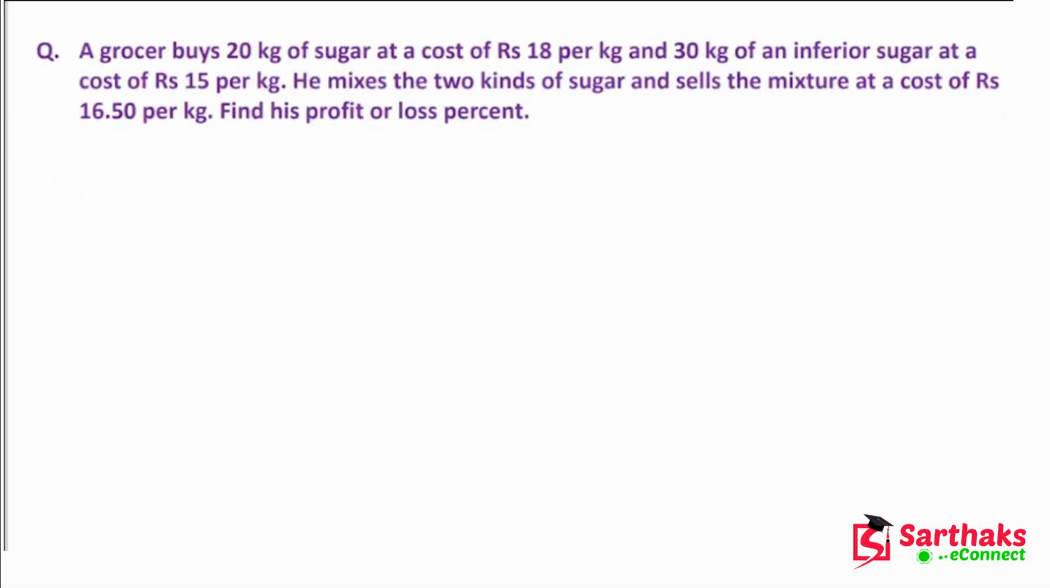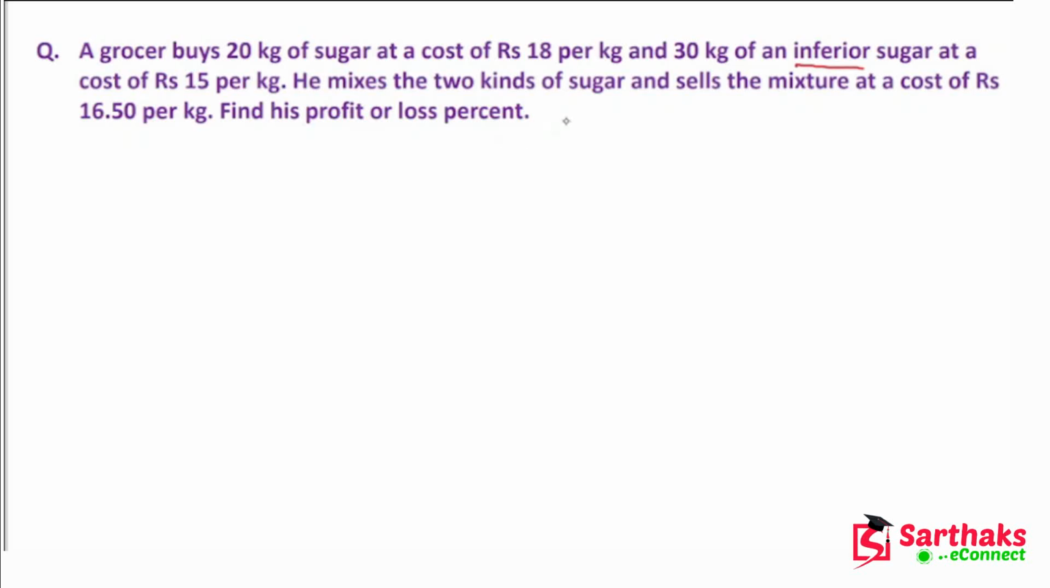Now let us talk about the question. A grocer buys 20 kg of sugar at a cost of rupees 18 per kg and 30 kg of an inferior sugar at a cost of rupees 15 per kg. What do we mean by inferior? That is, it is poor in quality. He mixes the two kinds of sugar and sells the mixture at a cost of rupees 16.5 per kg. Find its profit or loss percent.